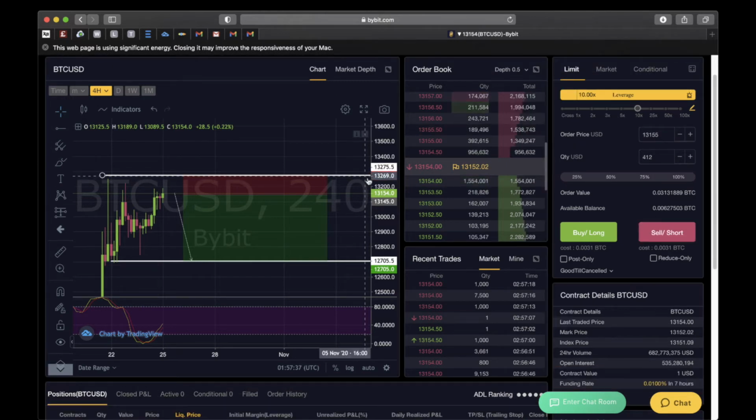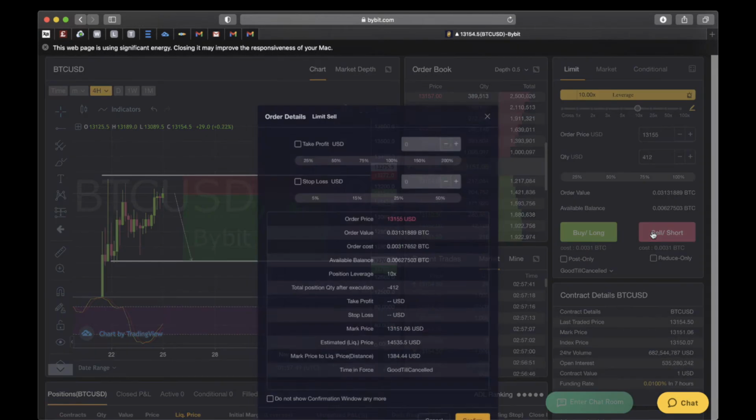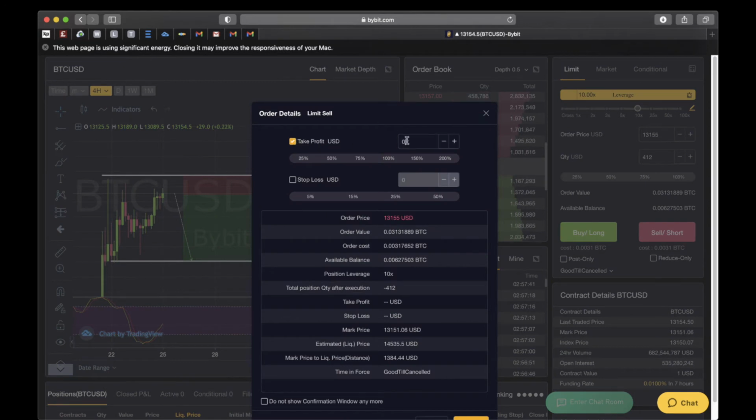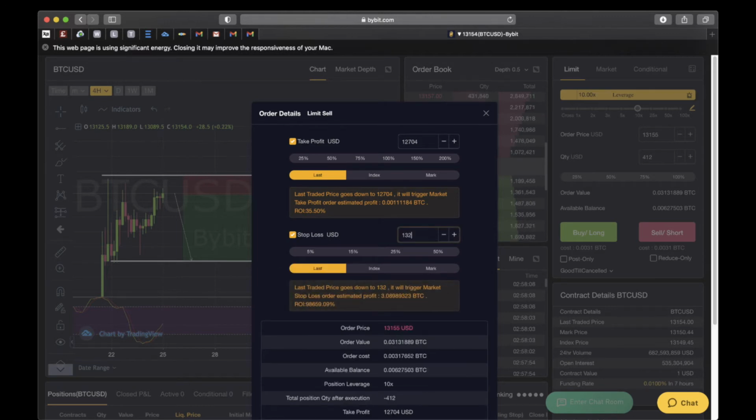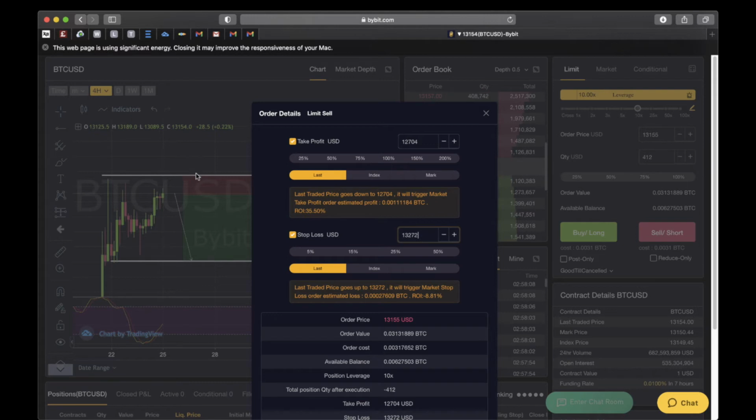So remember, our stop loss is at 13,272, and our take profit is at 12,705. So all I'm going to do is click on this sell short. My take profit, remember, I feel Bitcoin is going to drop from 13,000 to 12,704. And then stop loss, where I feel my reason for entering the trade is invalidated, will be around 13,272. Remember, that's where our stop loss is.